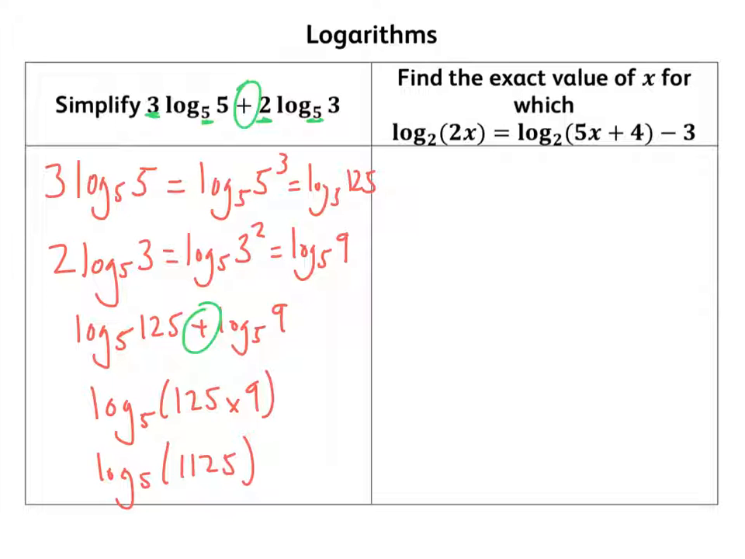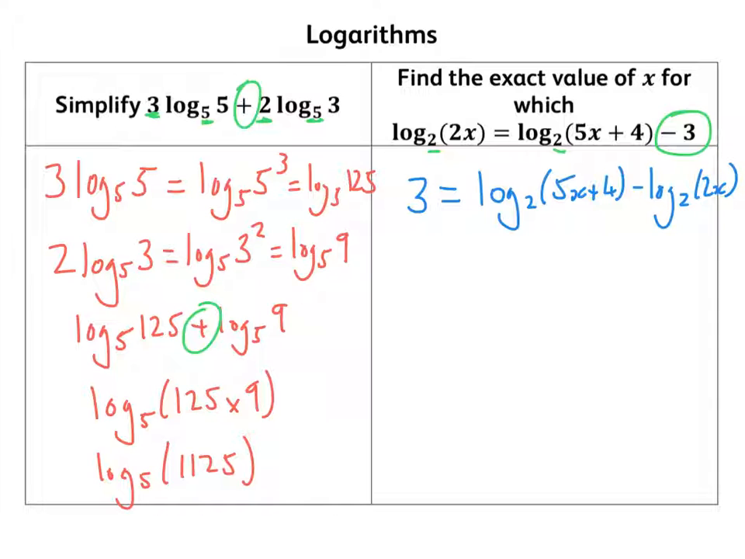Now it says find the exact value of x for which that holds. Again, you'll notice the logs are the same, so we can deal with this rather straightforwardly. The key to this is to get all the log bits on one side and the numbers on the other. Because I've got -3 here, I'm going to collect all the log bits on the right hand side of the equals. So I've got 3 equals log to the base 2 of 5x plus 4 minus log to the base 2 of 2x. That's the first step.